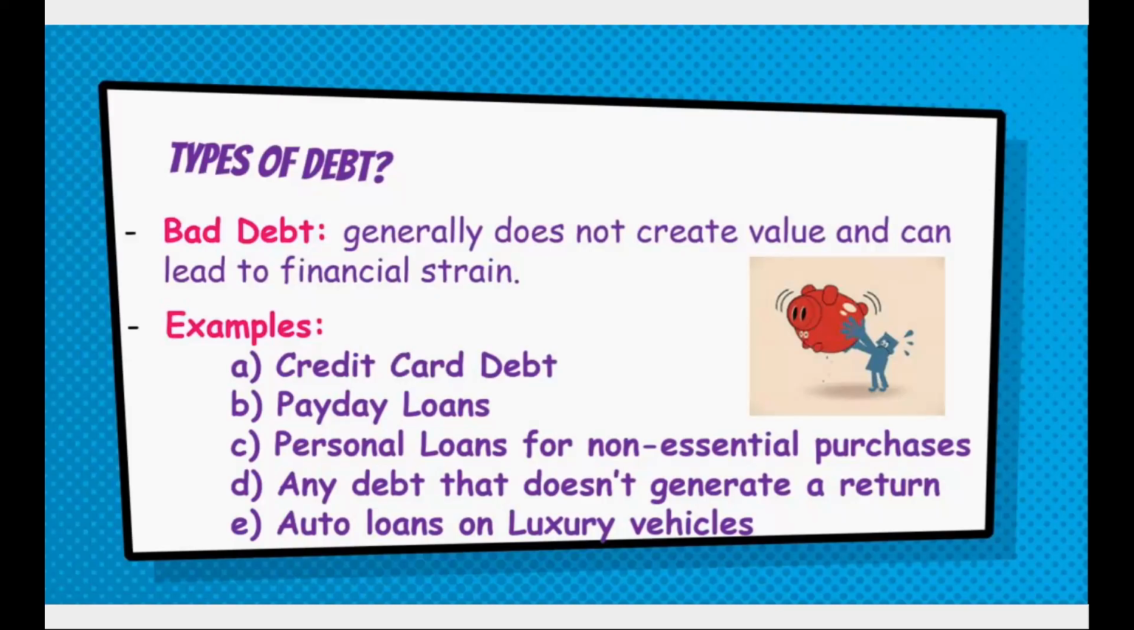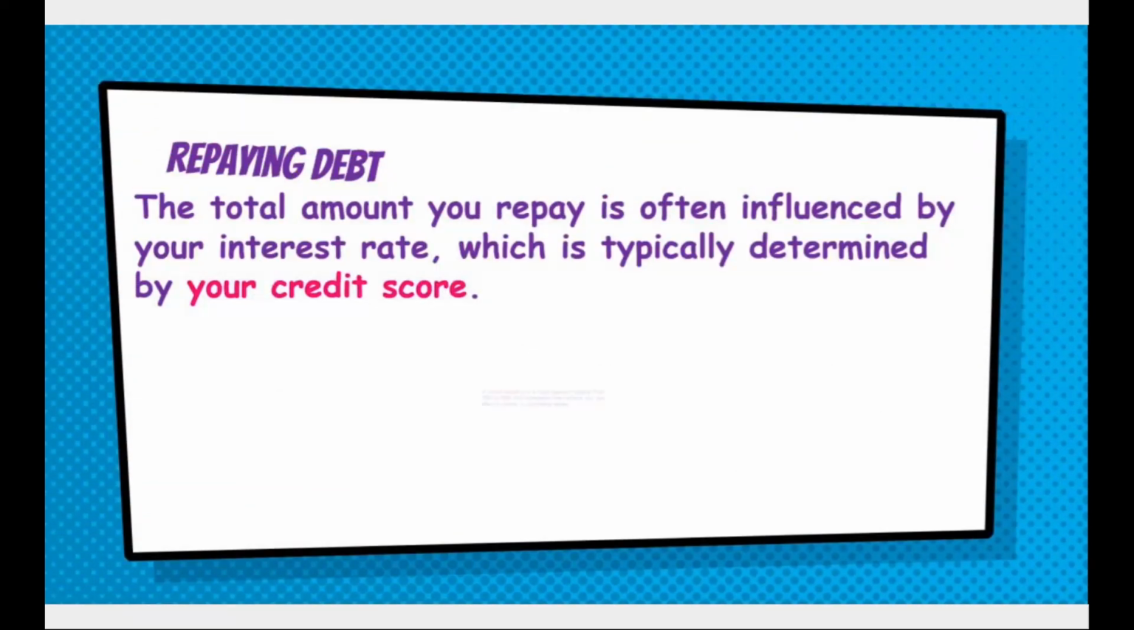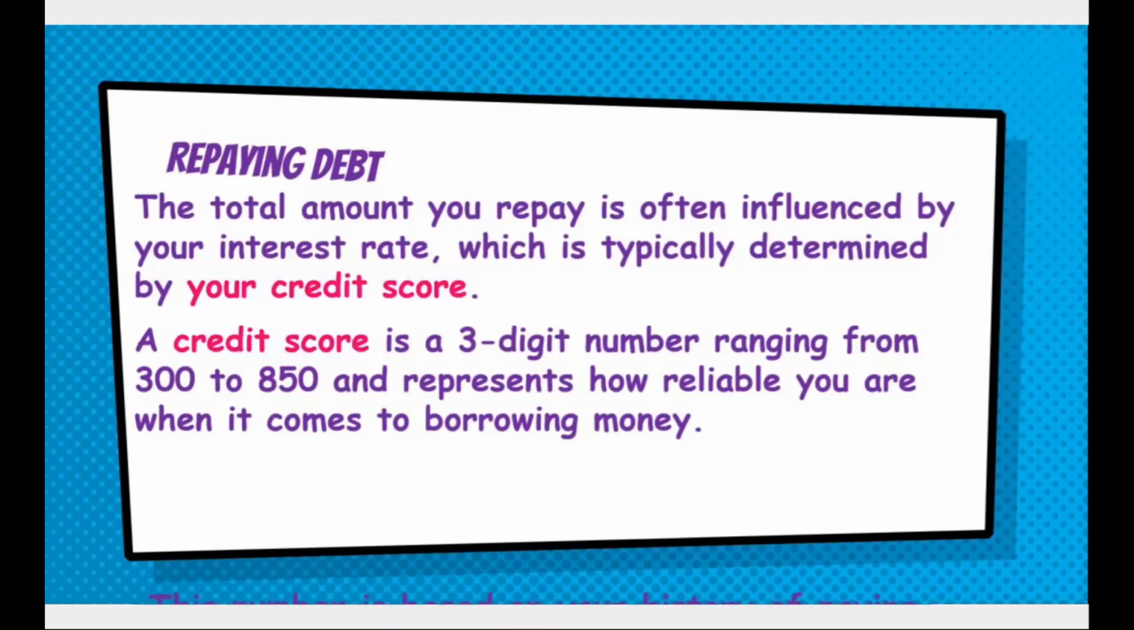So yeah. Anyways, but we have to drive, and cars are expensive, so a lot of times we don't have any other option but to finance a vehicle, which we'll actually do a little activity on later on. So repaying debt, the total amount you repay is often influenced by your interest rate, which is typically determined by your credit score. So we're just going to kind of walk through a process of this stuff. These things all tie into each other.